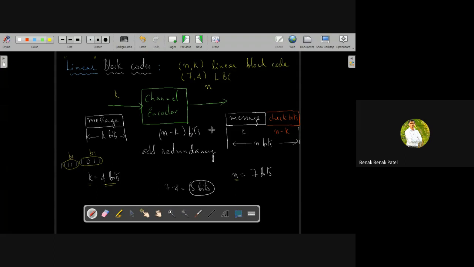Now it is not mandatory to add these check bits at the beginning or at the end. Here we have added the check bits at the end. I can also add the same check bits at the beginning itself. Again, I'll consider this message block of k-bit size. There is no condition that you are supposed to add check bits at the end; they can also be added at the beginning.